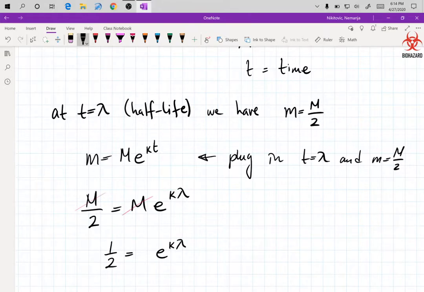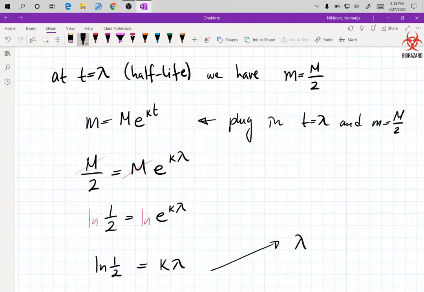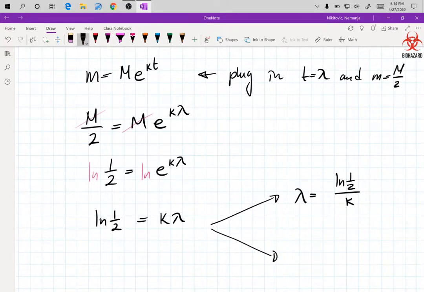Your job is to solve either for lambda or for k. It doesn't really matter, the formula works both ways. So you take ln of both sides to kill off the exponent e. So ln of 1/2 is equal to k lambda. From here, you can write that lambda is equal to ln 1/2 divided by k, or you can say k equals ln of 1/2 divided by lambda.